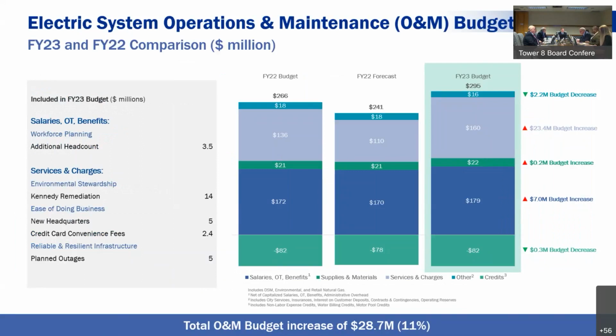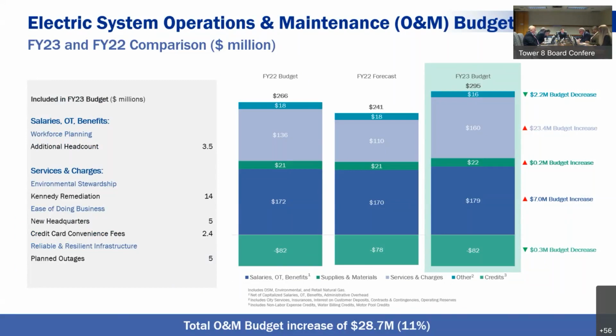The O&M budget of $295 million is a $28.7 million increase from the fiscal year 22 budget. And this is driven mainly by the items listed there on the left, like labor expenses for additional headcount, a large environmental remediation project, the new headquarters lease, a new program to cover credit card convenience fees, and some outage work. I'll bring your attention to the supplies and materials line.